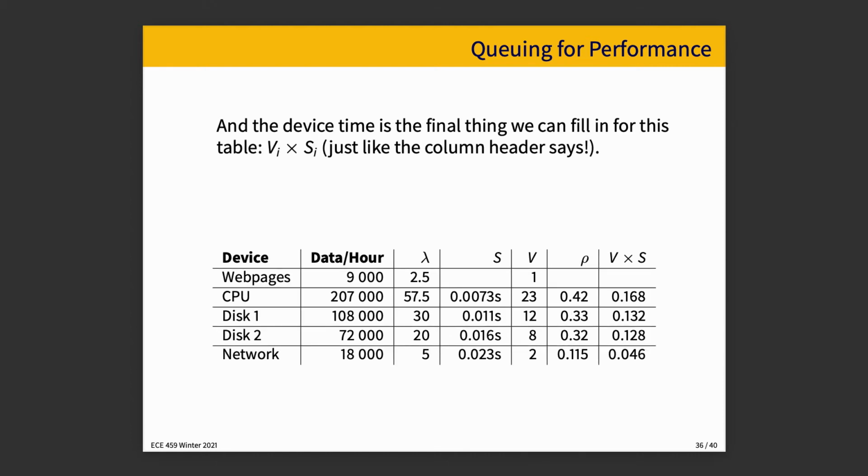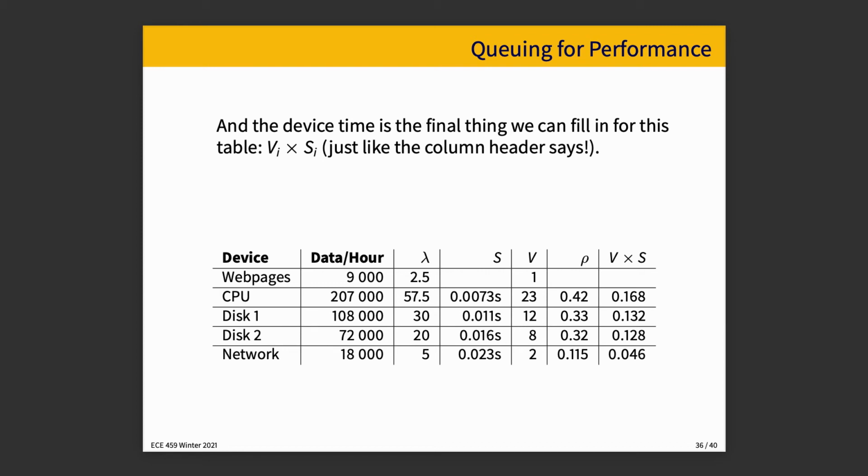And then device time is the final thing. The header in the column for device time is actually just V times S, so visits times service time, which is saying, all right, every time we are visiting the disk, it takes a certain amount of time. If it takes 0.011 seconds and we visit it 12 times, we'll just multiply that to figure out how much time we spent visiting that disk in total. And there we go. That allows us to complete the whole thing.